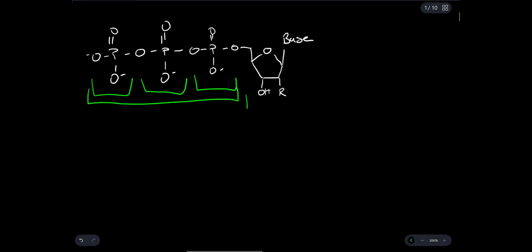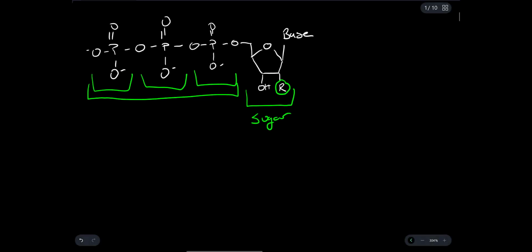Region number 2, the central region, is our sugar region. I'll point out here that I'm specifying an R group because what's present in that position will dictate whether we have ribose or deoxyribose. And then in the last position, this is our base region, and this is where our nitrogenous bases are linked.